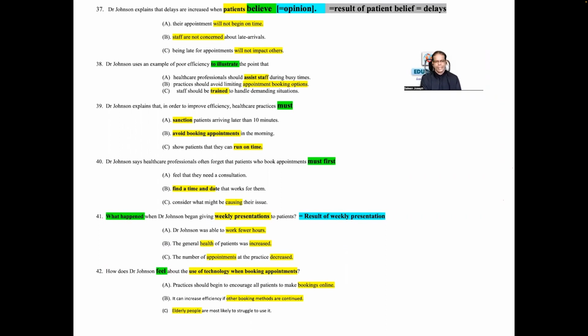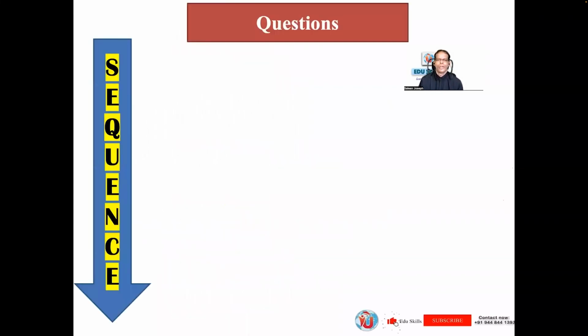Second, B says it can increase efficiency if other booking methods are continued. Means you have to carry on both offline and online booking. Third one, elderly people are most likely to struggle to use the technology. Does the audio say something about elderly people? That's what you have to identify.